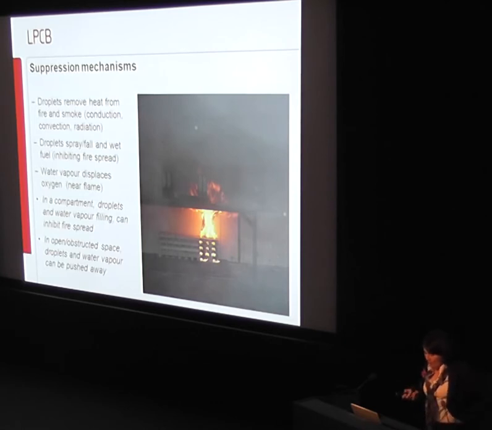We've done a lot about the mechanisms of fire, so I won't dwell on this. Fire control or fire suppression. So droplets basically remove heat, through conduction, convection, radiation, and their benefit is that they fall and they wet surfaces, and they can also evaporate and displace oxygen near the fire zone. Things we've observed in the compartments: you do get the water droplet filling, and then that can inhibit spread by removing radiation or just general cooling.